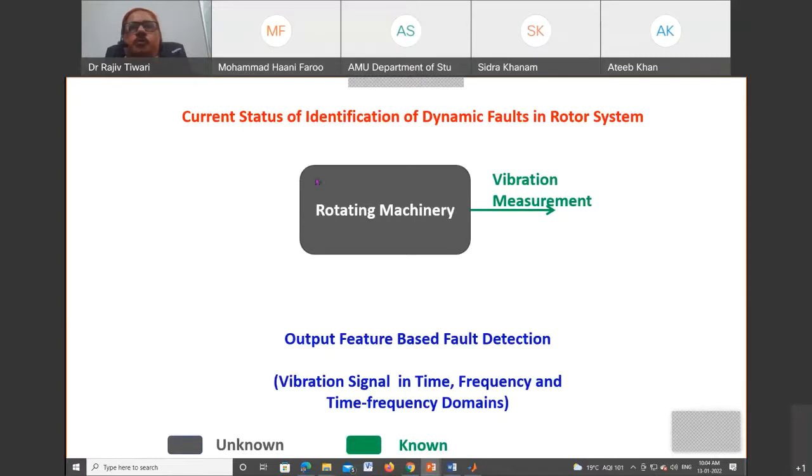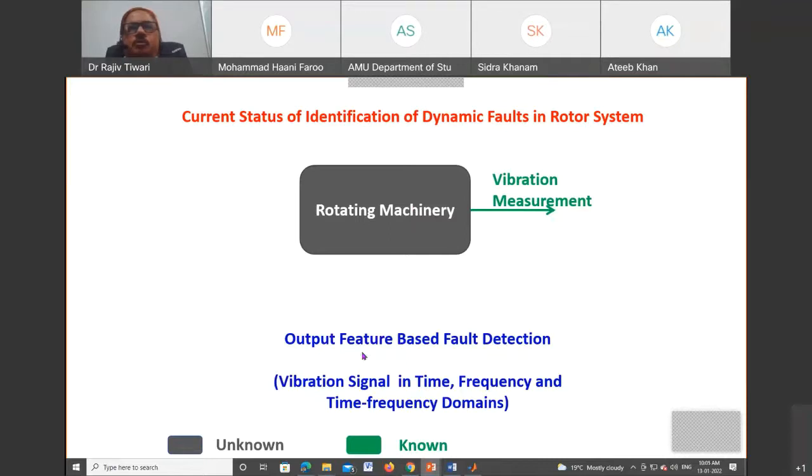We know that in rotating machinery, generally we measure the vibration from the bearing location or from the casing or from the foundation, and then based on the measured vibration we try to find out what kind of possible fault is there, either looking into the level of vibration or frequency component or other things. Generally we don't have information about what kind of forces are inside, so the only way we can find out the condition of the machine is by measuring the output vibrations.